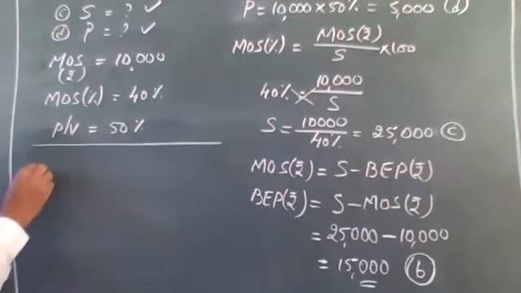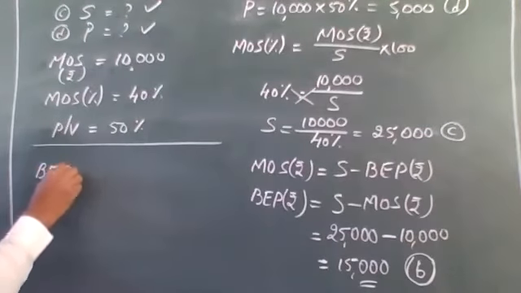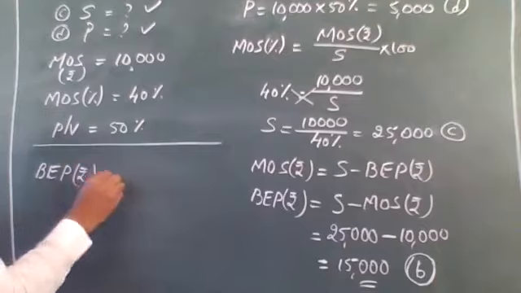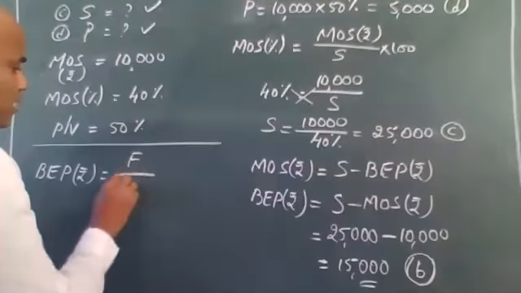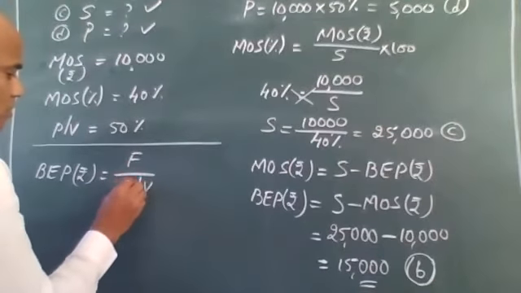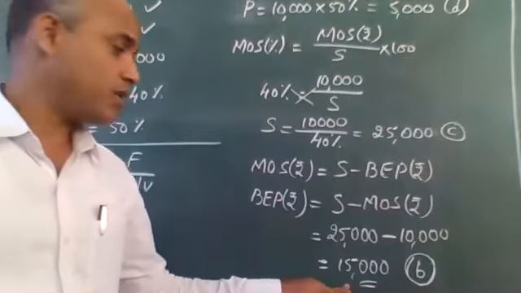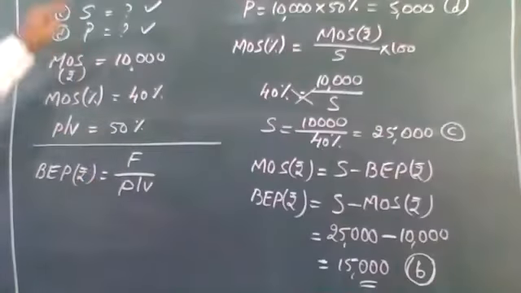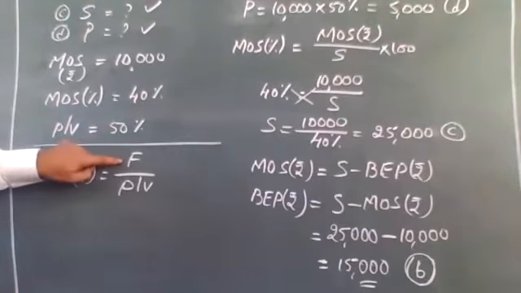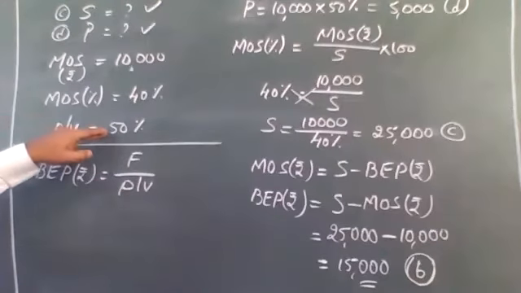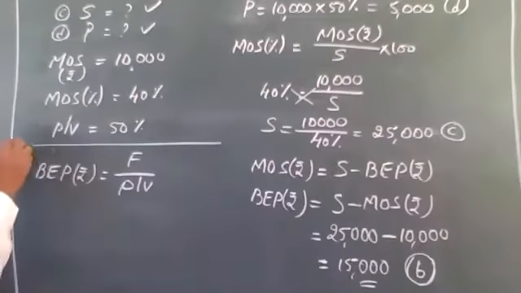So let us see break-even point rupees formula. BEP rupees formula is what? Fixed cost by PV ratio. Now look at this. Do you know BEP rupees? Yes, sir. I got 15,000. Do you know fixed cost? No, that is what we are trying to find out. Do you know PV ratio? Yes, that was already given in the question. So, what can I do?